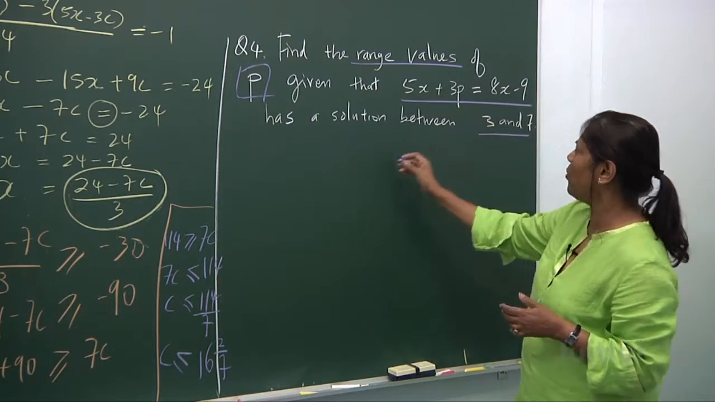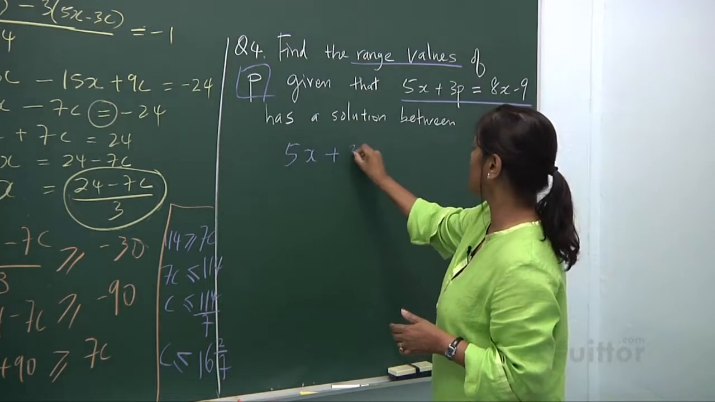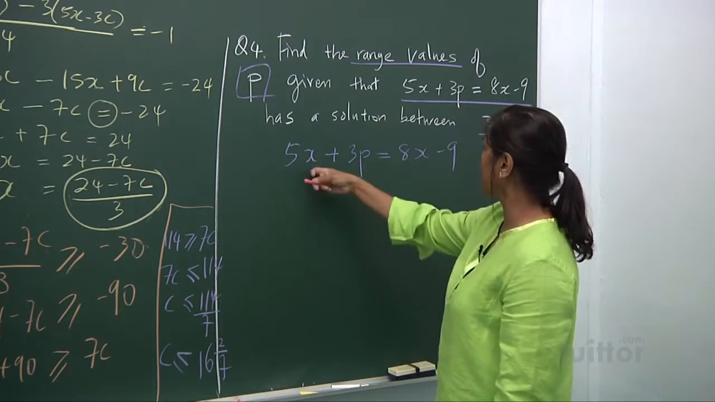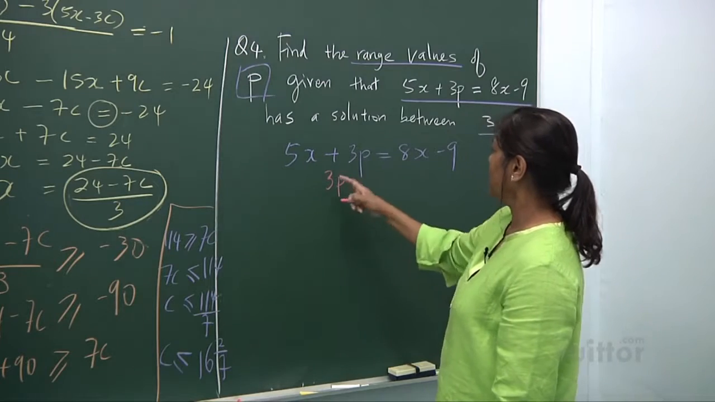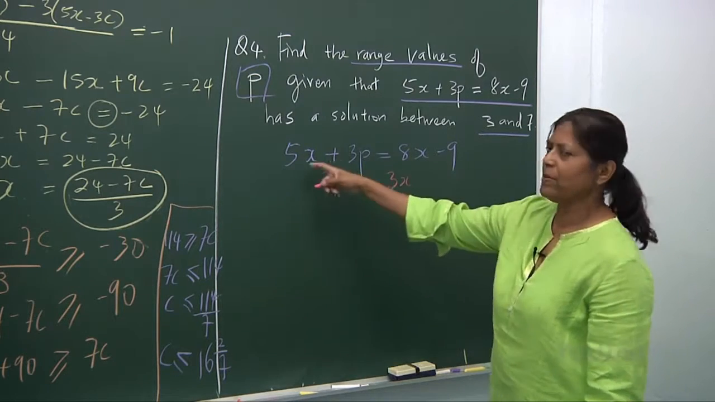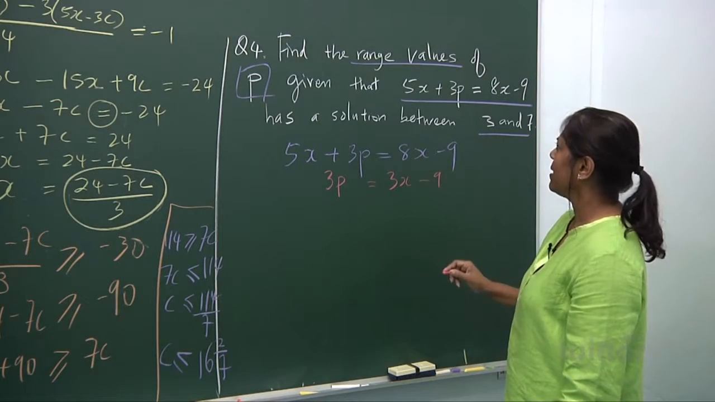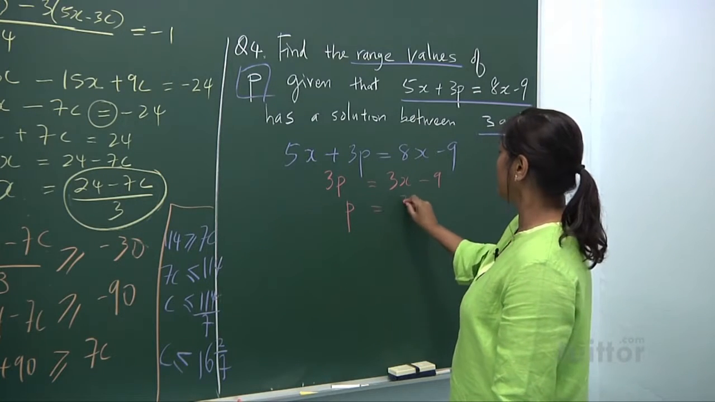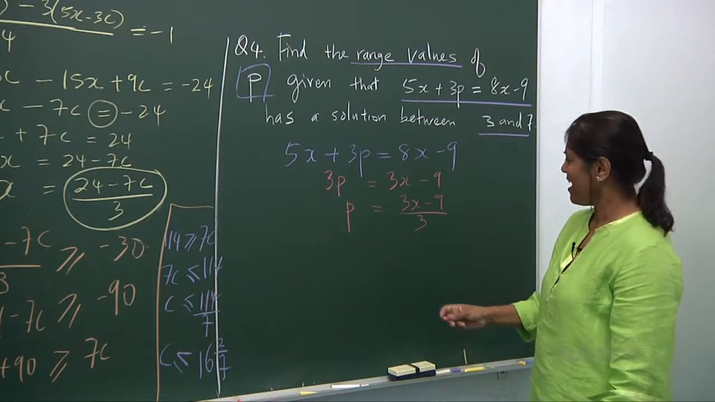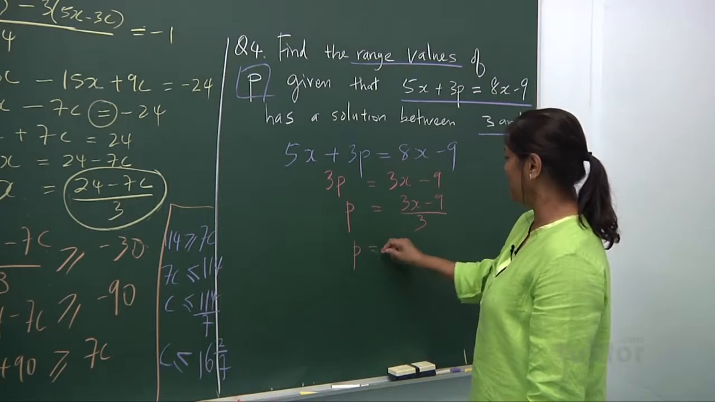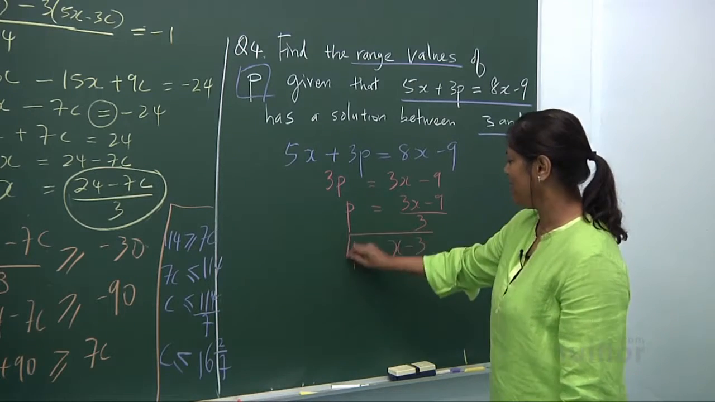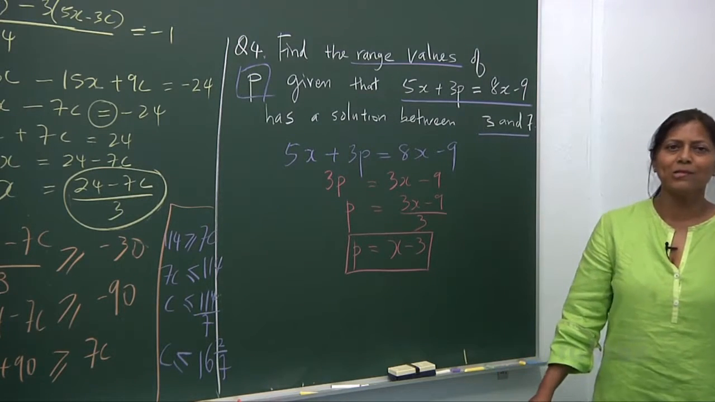Bring your 5x over. You have 5x plus 3p equal to 8x minus 9. Bring your 5x over, that's your 3p, and you've got 8x take away 5x, minus 9. And your p is going to be 3x minus 9 divided by 3. Got it? 3 is common. Take it out. You get x minus 3. That's your link.